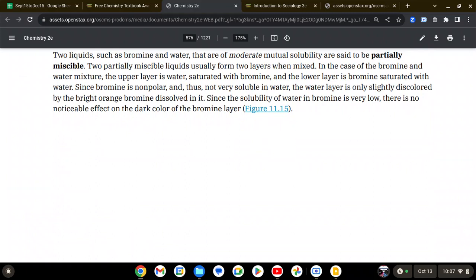In the case of a bromine and water mixture, the upper layer is water saturated with bromine, and the lower layer is bromine saturated with water. Since bromine is nonpolar and thus not very soluble in water, the water layer is only slightly discolored by the bright orange bromine dissolved in it. Since the solubility of water in bromine is very low, there is no noticeable effect on the dark color of the bromine layer.